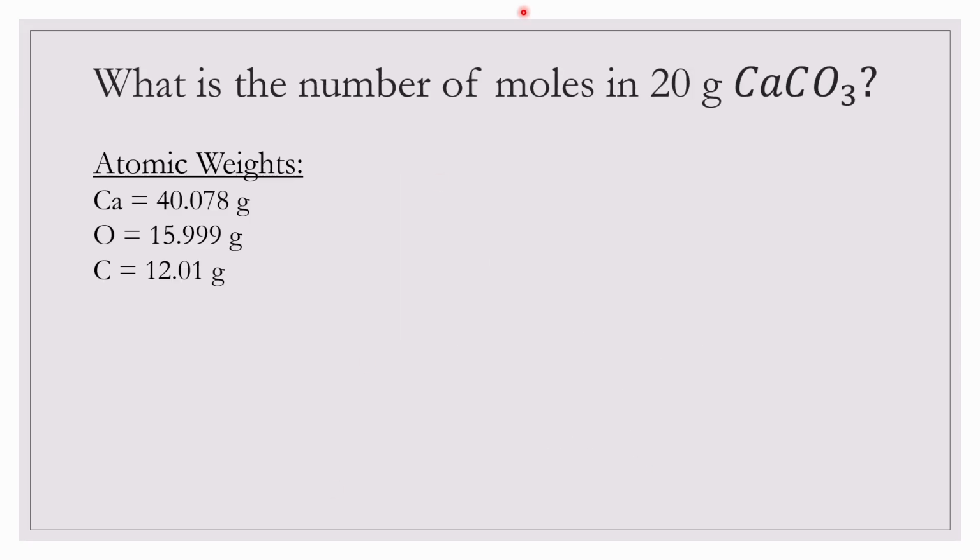In this problem, I will be working what is the number of moles in 20 grams of calcium carbonate, CaCO3. First, we'll start by listing the atomic weights from the periodic table, which is calcium has 40.078 grams, oxygen has 15.99 grams, and carbon has 12.01 grams.